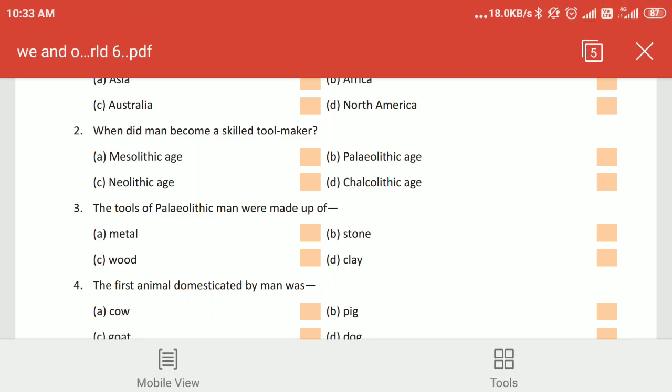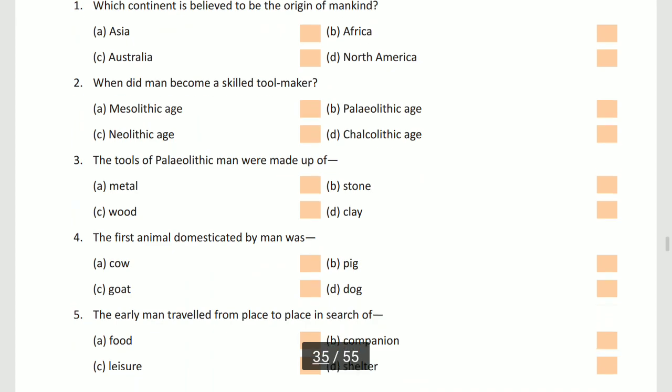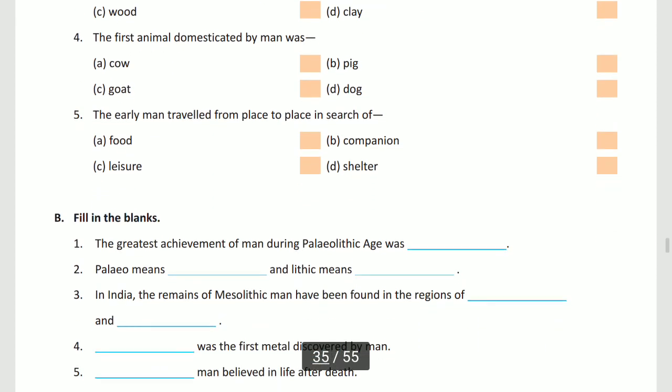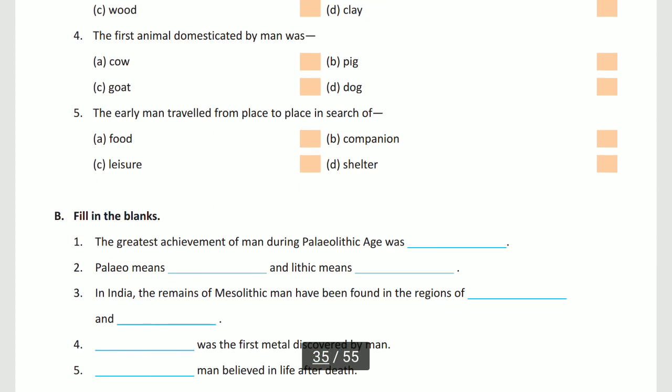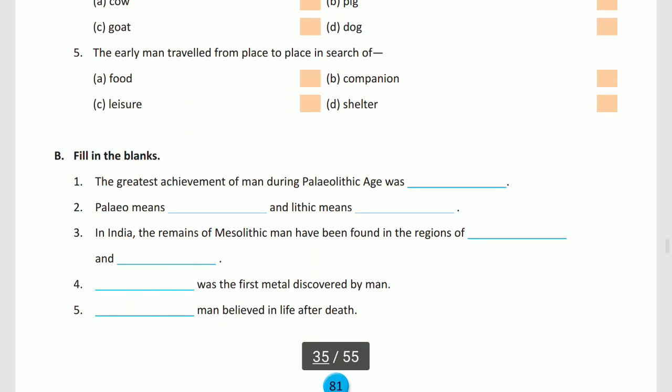Now, the first animal domesticated by man was the dog. The first animal domesticated by man was the dog. Now come to the fifth question. The early man traveled from place to place in search of food. First they were traveling from one place to another in search of food.